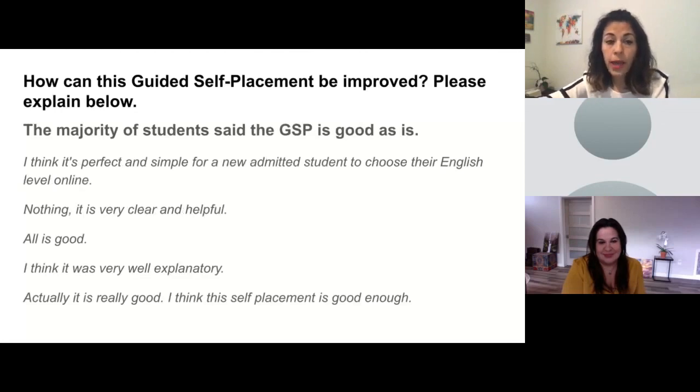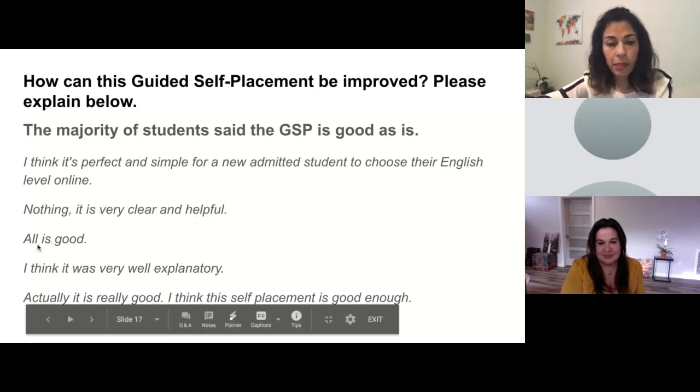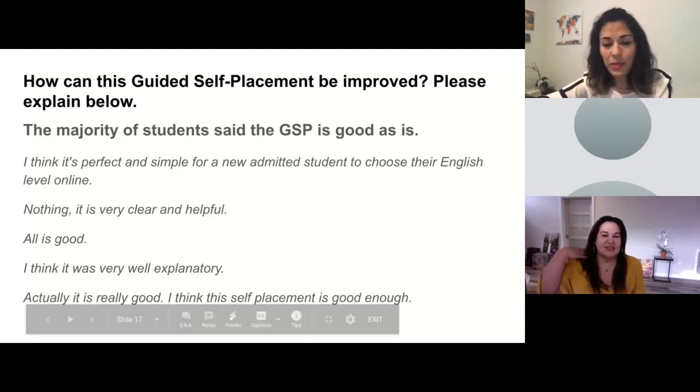We asked them, how can this self-placement be improved? And the majority of students said it's just good the way it is. I think it's perfect and simple for a new admitted student to choose their English level online. Nothing is very clear and helpful. All is good. I think it was very well explanatory. Actually, it is really good. I think this self-placement is good enough.